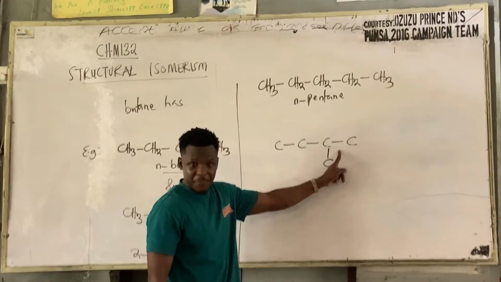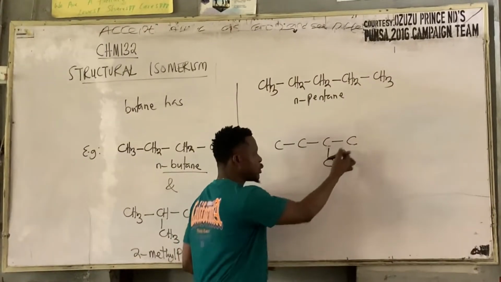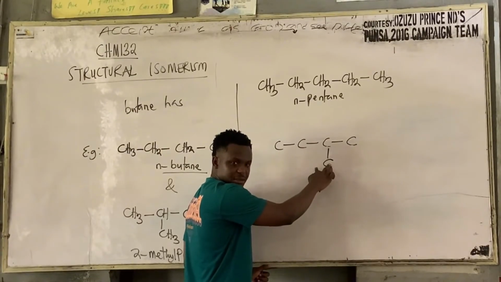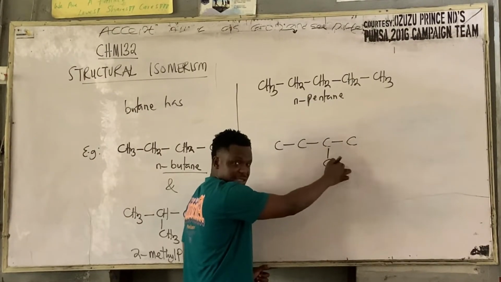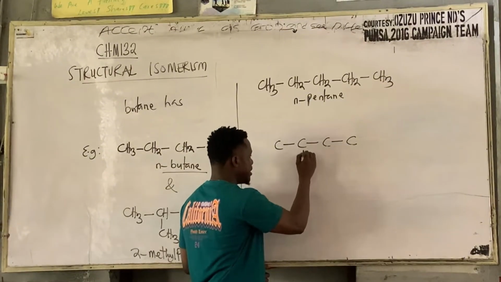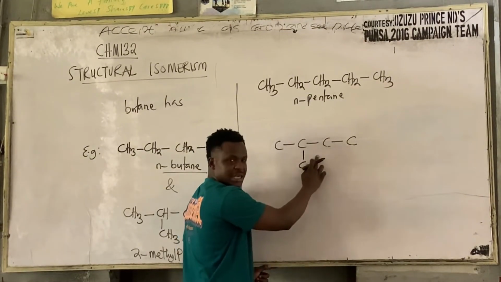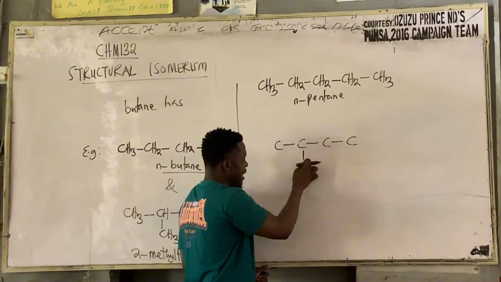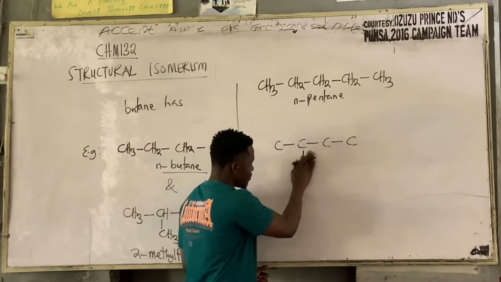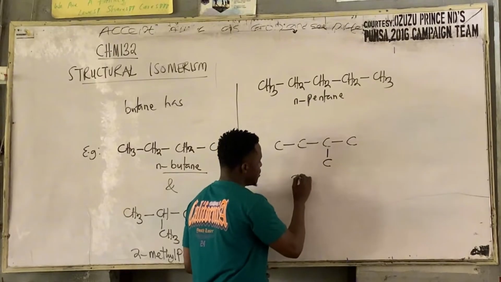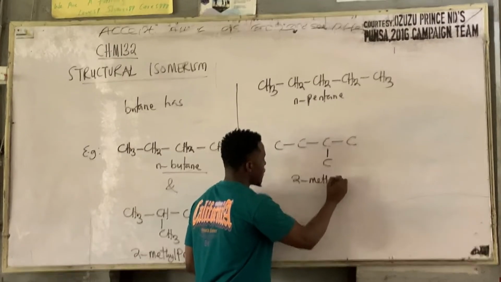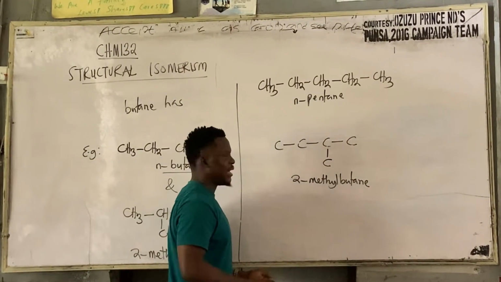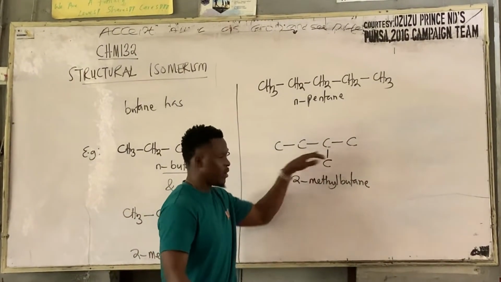You understand what I mean here? If I want to name this, I'll start numbering from the side that gives the smallest number. So this becomes 2-methylbutane. If I put it here, I'll no longer number it from this side; I'll start from this side, which is 1. So putting it here or here is still the same thing. So this is again 2-methylbutane. I can no longer get another structure from this compound.